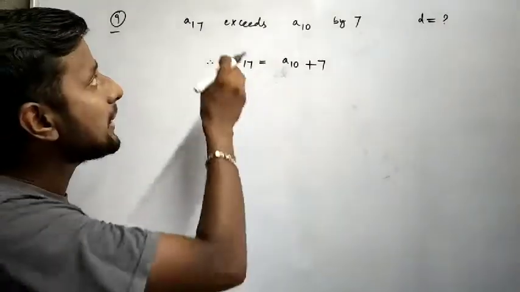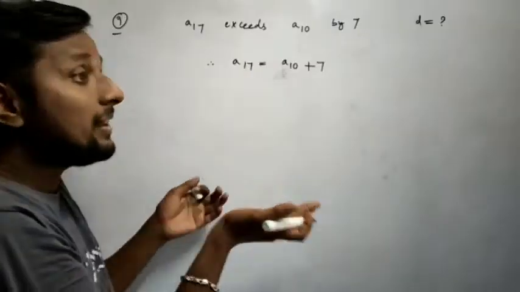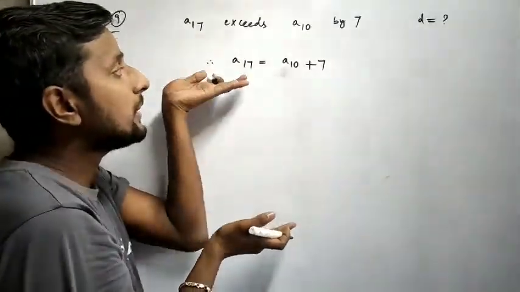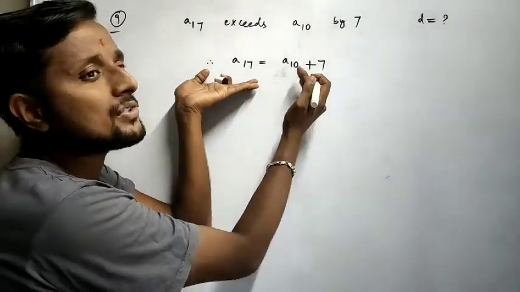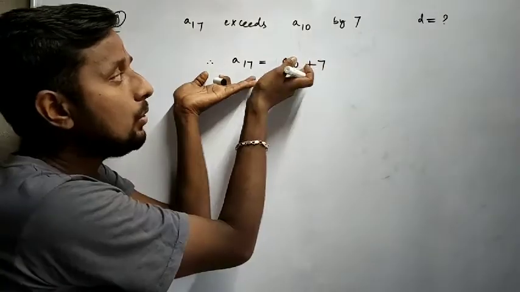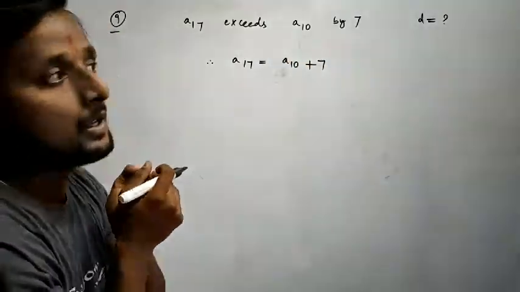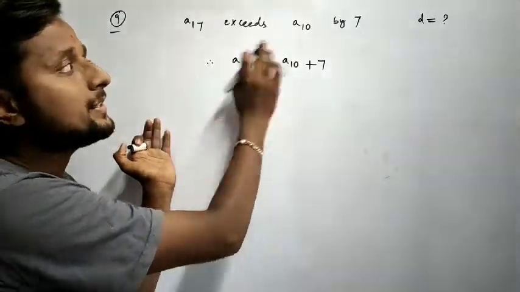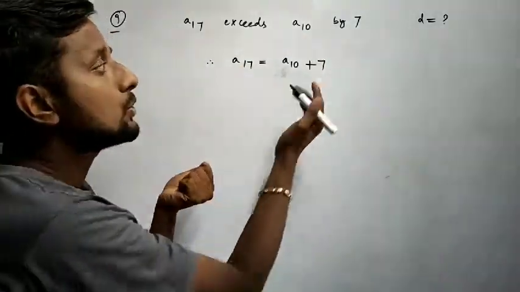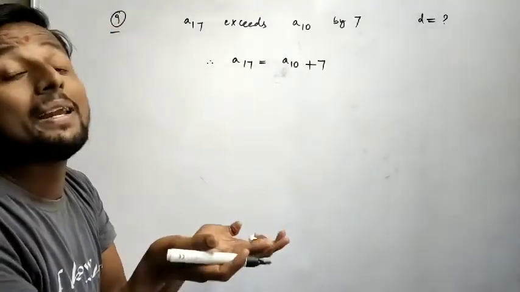Correct? If I say A17 is 7 grams more, then if you think here 100, it is just 7 grams less than 100. So I added 7 here. Now this also becomes 100. Correct? Now both will be the same. So A17 exceeds A10 by 7, so I added 7 to A10 to make it the same, to make it balance.